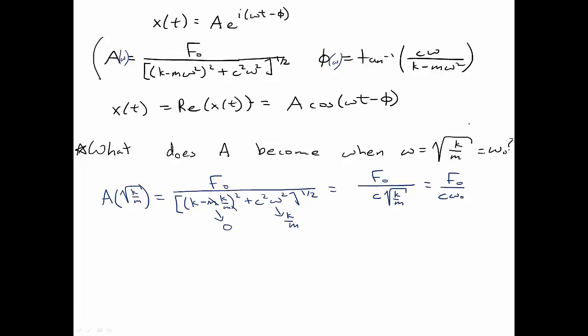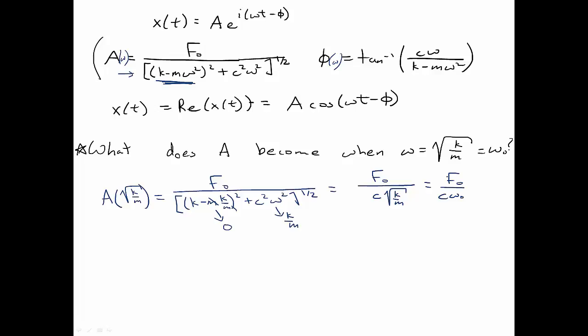So, when you set the frequency equal to the natural frequency, the square root of k over m, this term goes to 0. Now ask yourself this question: could the amplitude ever be bigger than that? When this term goes to 0, the denominator of the amplitude is the smallest it could ever be, which means the amplitude is the biggest it could ever be. So amplitude is largest at the natural frequency.